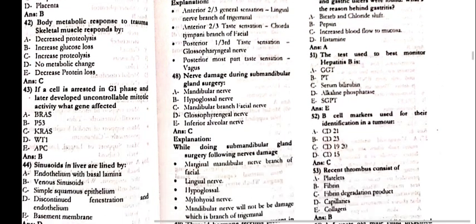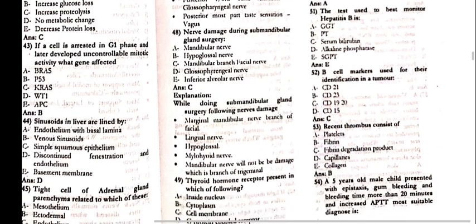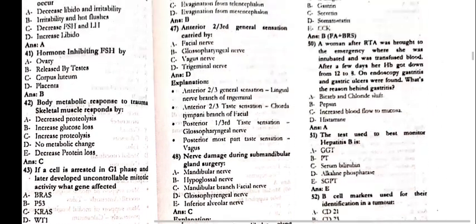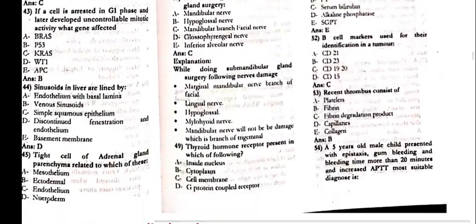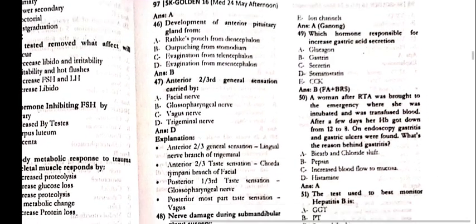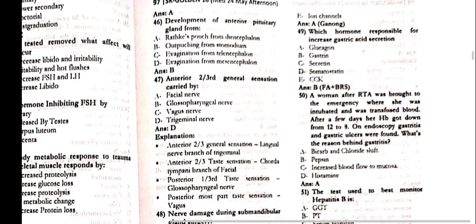Next 48, nerve damage during submandibular gland surgery is the marginal mandibular branch of the facial nerve. And next 49, the thyroid hormone receptor is present in which of the following, that is alpha, which is inside the nucleus. Next 49, which hormone is responsible for increased gastric acid secretion, that is gastrin.